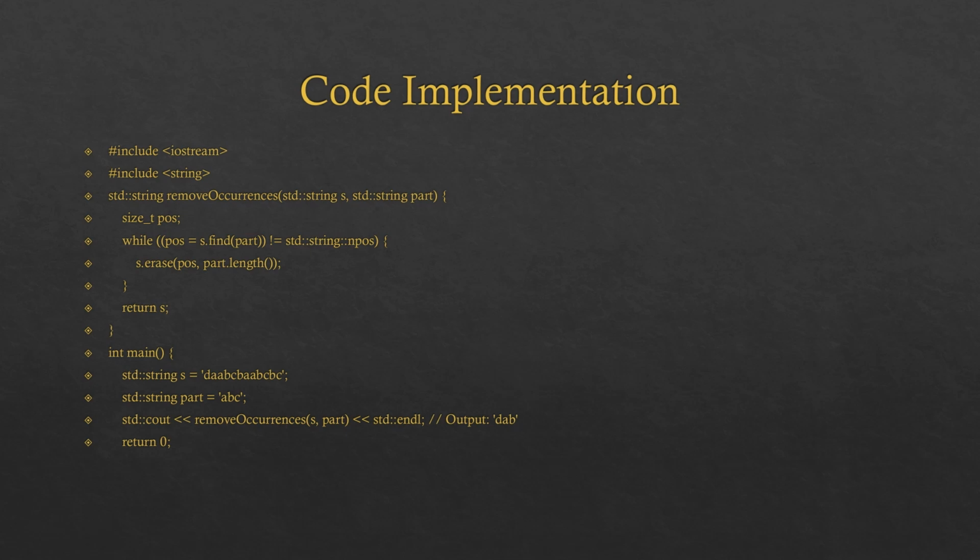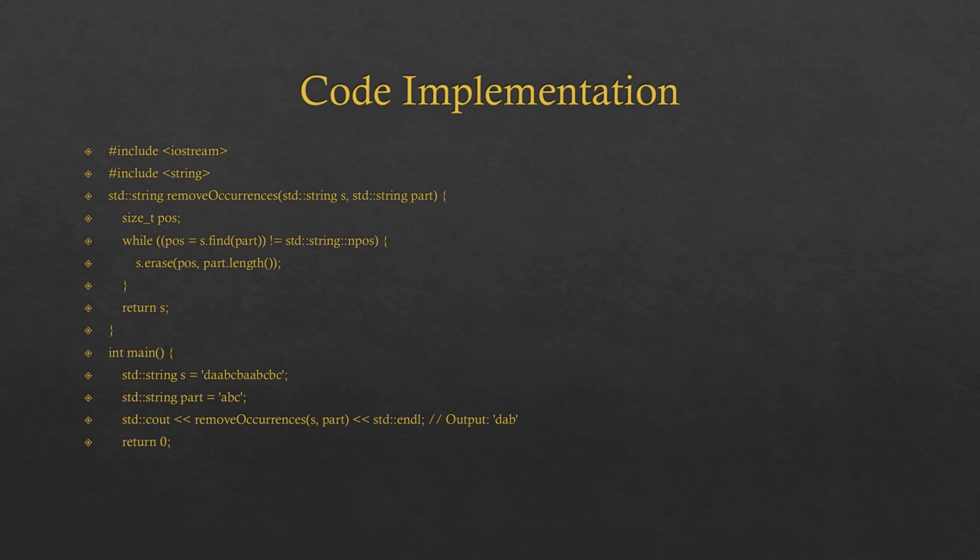Here's the C++ code that implements the solution. We define a function removeOccurrences that takes in the string S and part. Inside the function, we repeatedly search for part in S and remove it. The process continues until no more occurrences of part are found.